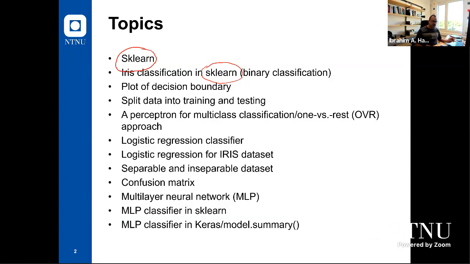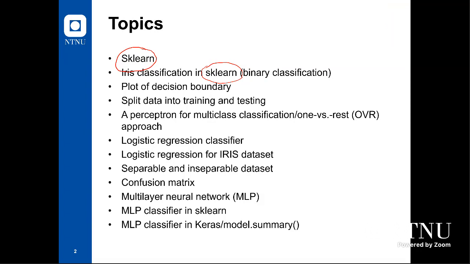We will explore a method which is very simple. It's called one versus rest, OVR. The one versus rest approach is very simple. If we have three classes, we will develop a perceptron to classify one class against the rest of the whole dataset, against the two other classes, and we will repeat this for the three classes. So at the end, we will get three perceptrons, one for each class.